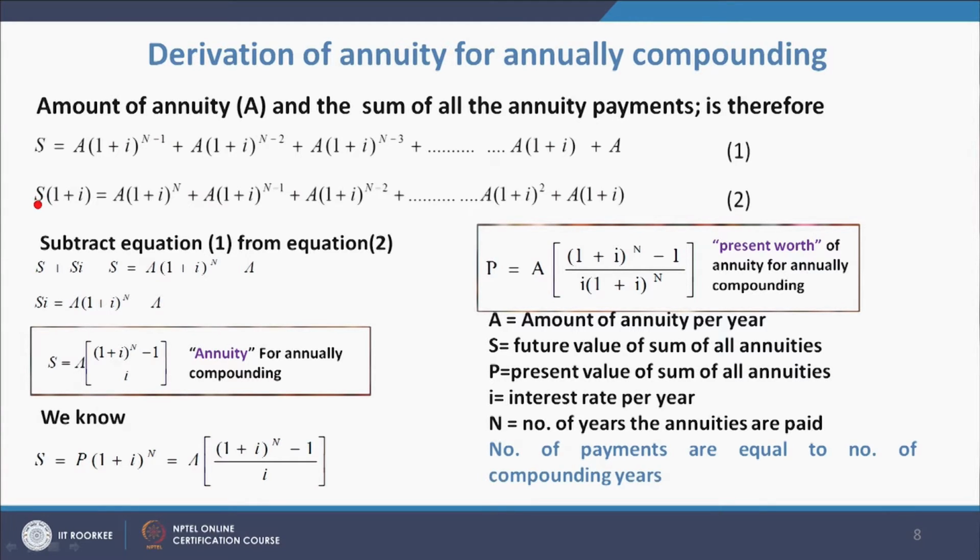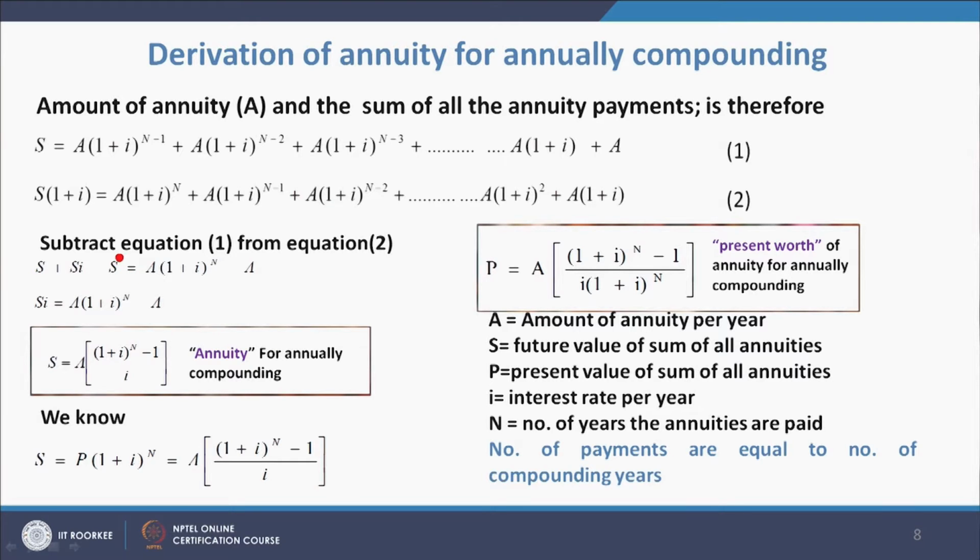this becomes S into (1 plus i) is equal to A(1 plus i) to the power n plus A(1 plus i) to the power n minus 1, so on and so forth, and my last term will be A(1 plus i). Now, we subtract these two equations, that is equation number 1 from equation number 2, then it becomes S plus S i minus S is equal to A(1 plus i) to the power n minus A.